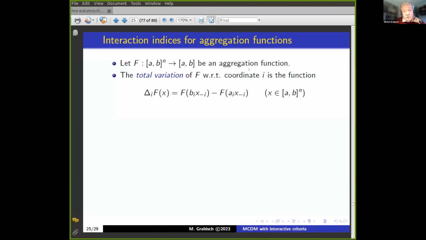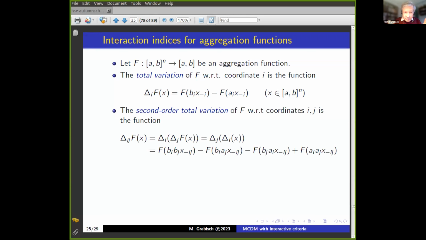And you are interested in knowing what is the influence of attribute i, coordinate i, on the value of the function. So you compute this difference. You compute the difference between the value of the function with attribute i at the maximal value minus the value of the function at the minimal value for attribute i. And you do this for a given point x, of course.